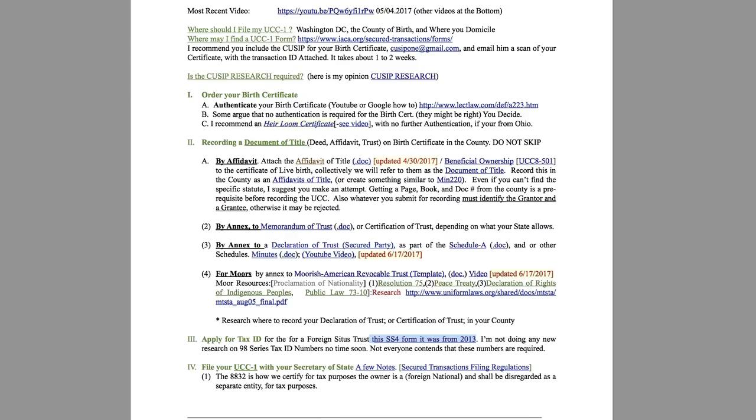So just to further clarify, it might not end up being an affidavit of title attached to your certificate of live birth, but everything recorded in a county has a grantor and a grantee, and that demonstrates the conveyance of the rights in whatever property is subject to that instrument, and the indexing of the grantee is the present title holder. So that's why I say just keep these things in mind, whether you're using an affidavit, a deed, declaration of trust, memorandum of trust.